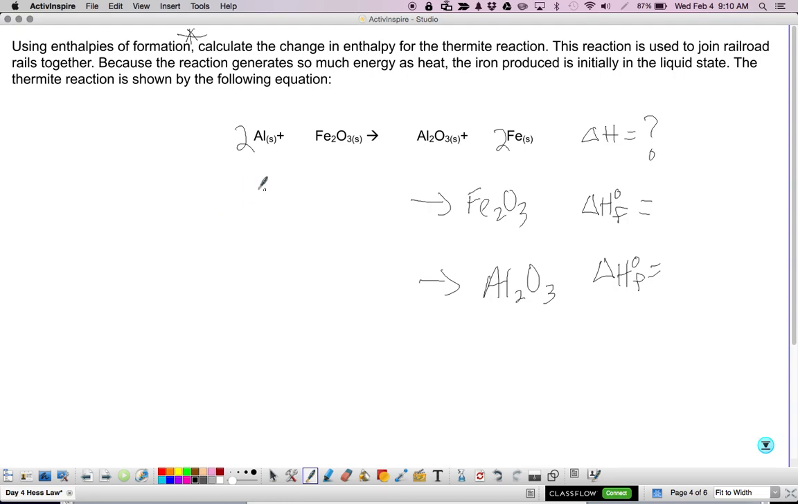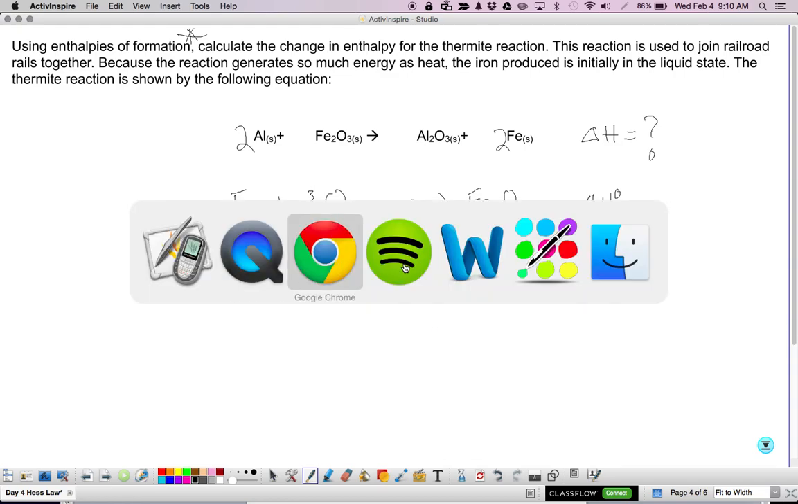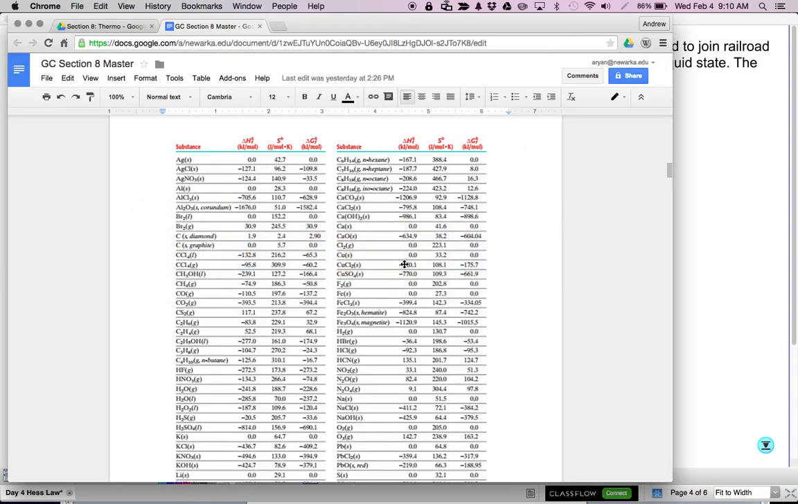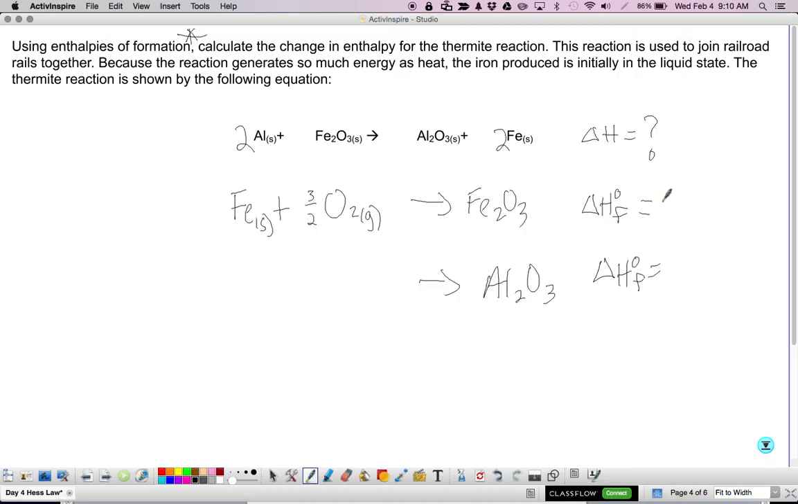So this is going to be iron plus oxygen gas, and that's going to be 3/2 oxygen gas to get the 3. And if I look at my enthalpy of formation for Fe2O3, it's right down here, negative 824.8 kilojoules per mole. And I'm going to need to put a 2 there to balance.